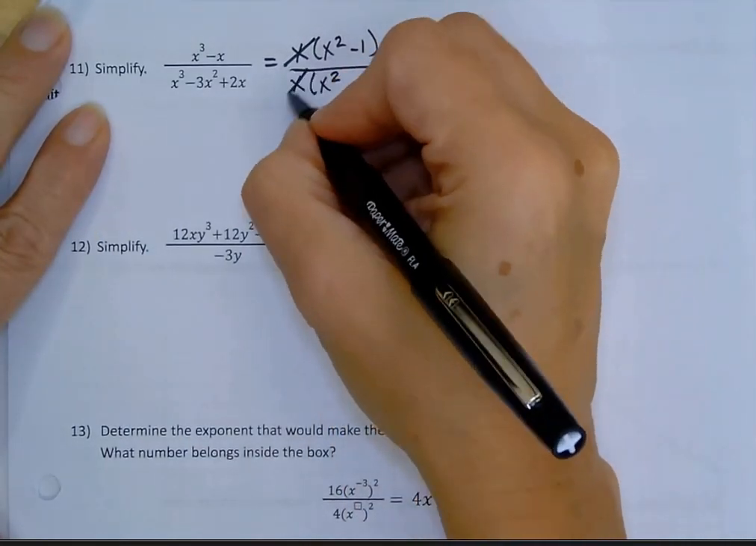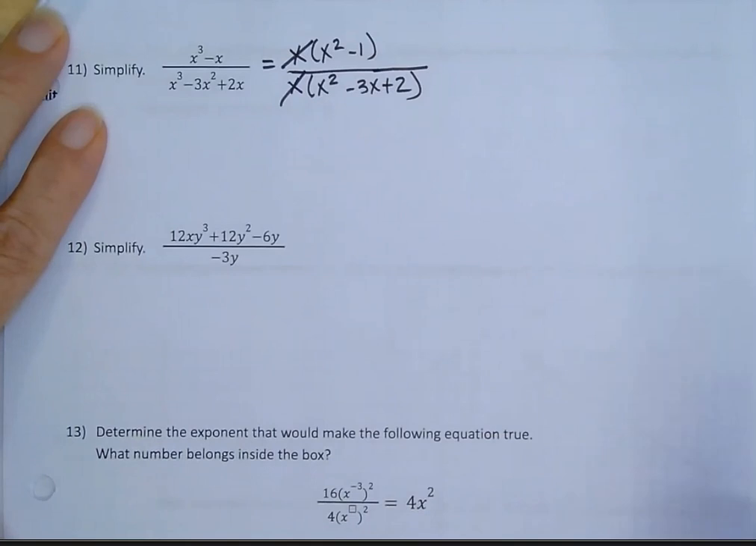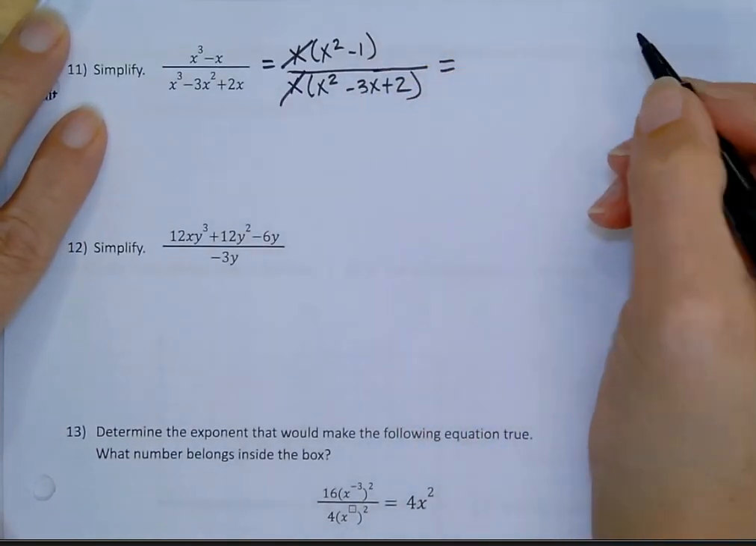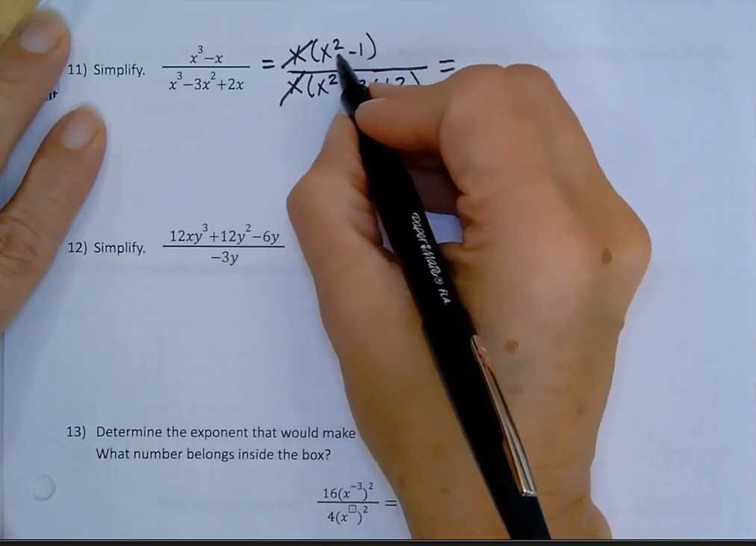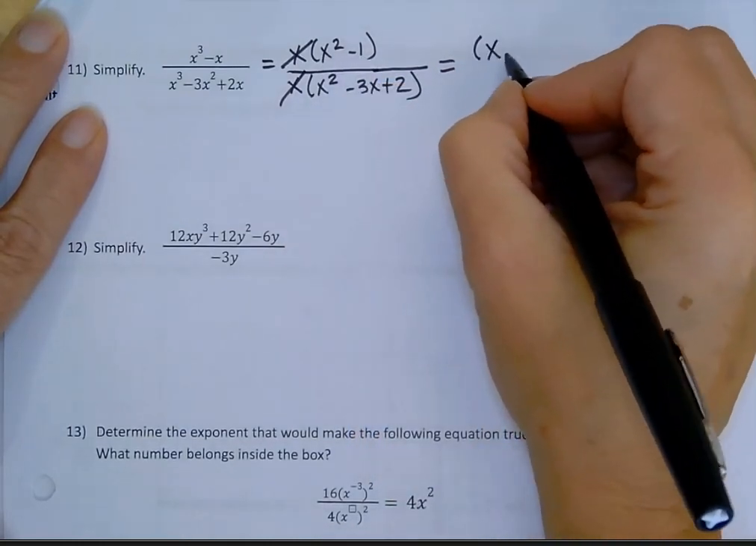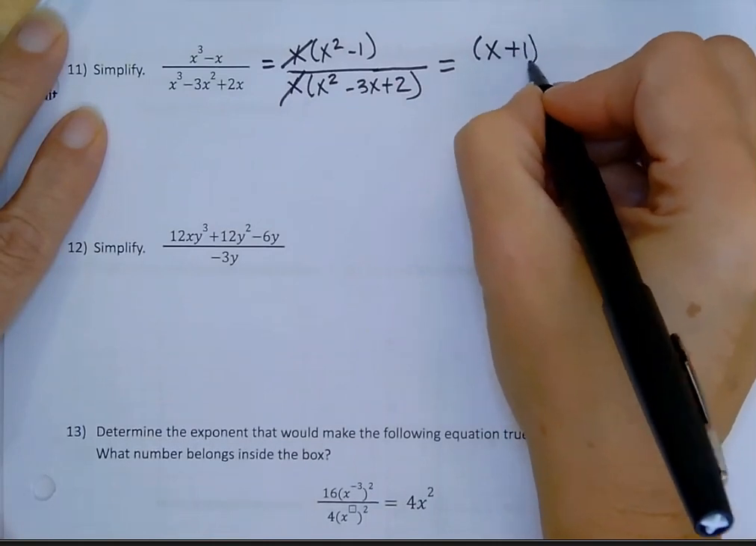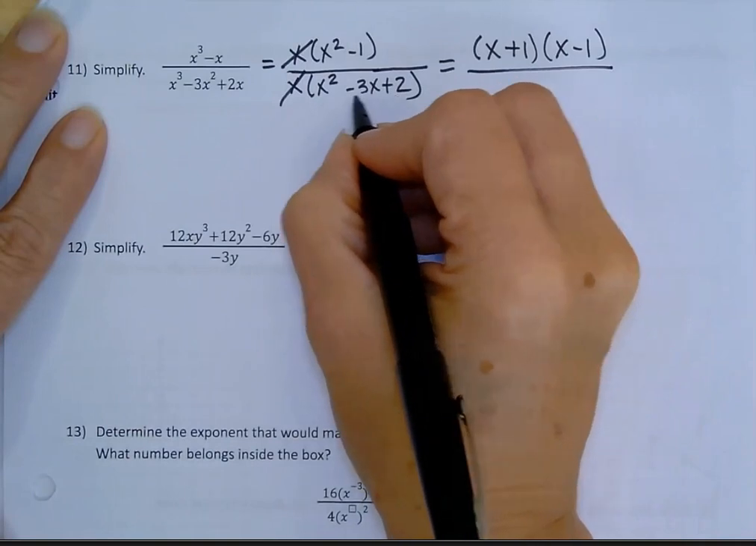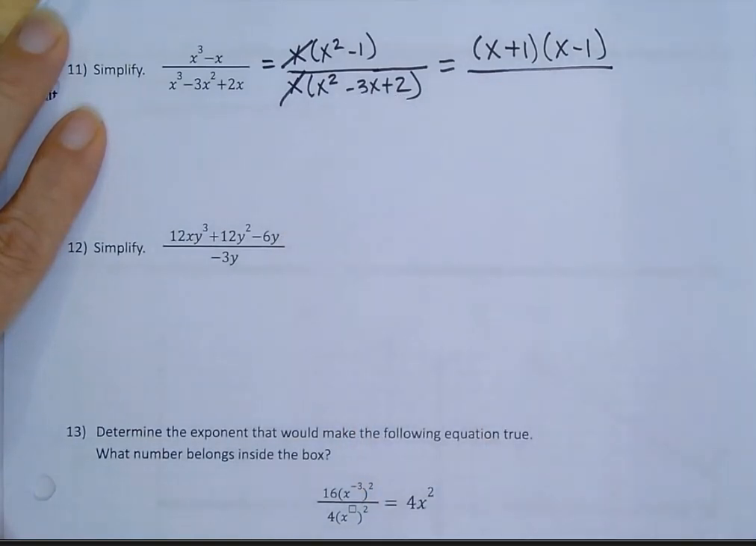Let's cancel those x's. x divided by x is just 1. Now, I have a binomial and I have a trinomial. I see that this is a difference of squares. So I know that I can factor that numerator so that it's x plus 1 times x minus 1. So I am hoping that when I factor that bottom trinomial, I'm going to have either an x plus 1 or an x minus 1.